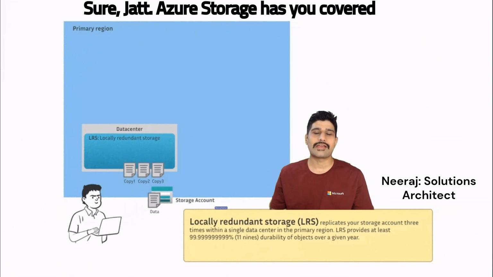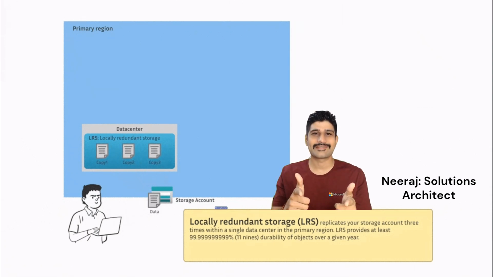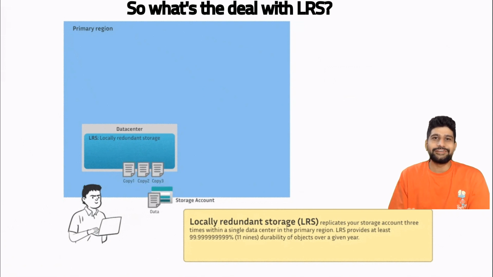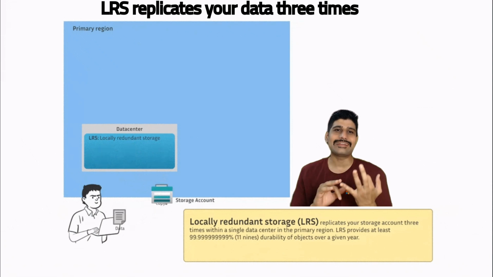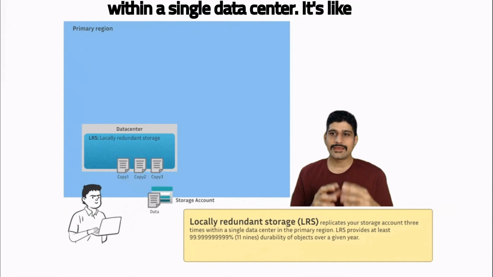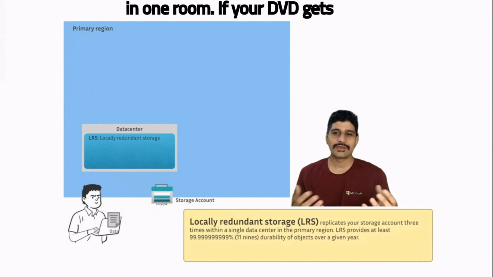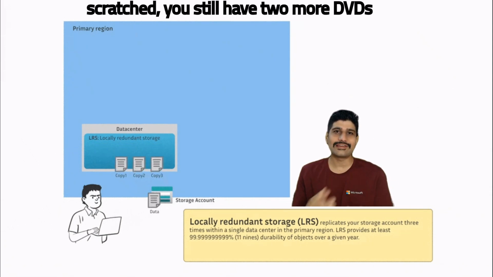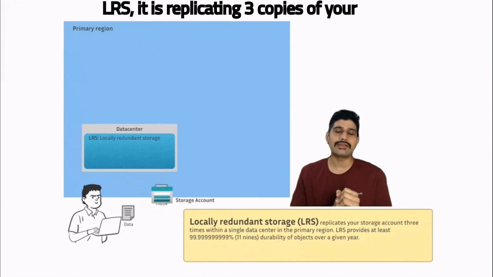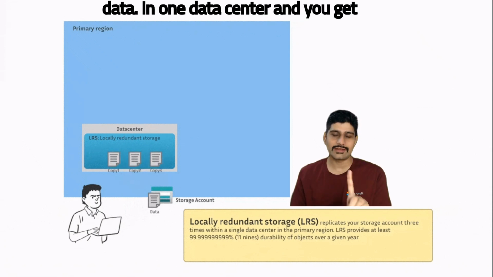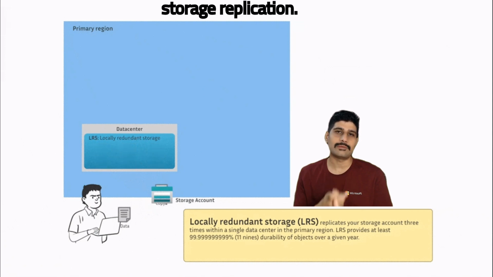Sure, Jatt. Azure Storage has you covered with several redundancy options. Let's dive in. So, what's the deal with LRS? LRS replicates your data 3 times within a single data center. It's like having 3 copies of your favorite movie in one room. If your DVD gets crashed, you still have 2 more DVDs to play, right? So when you talk about LRS, it is replicating 3 copies of your data in one data center, and you get 11 nines of durability in this storage replication.